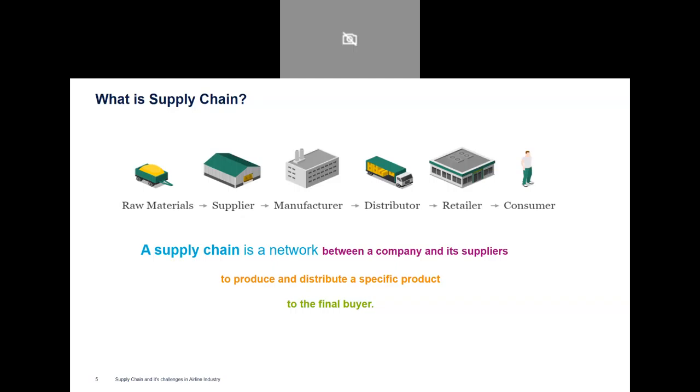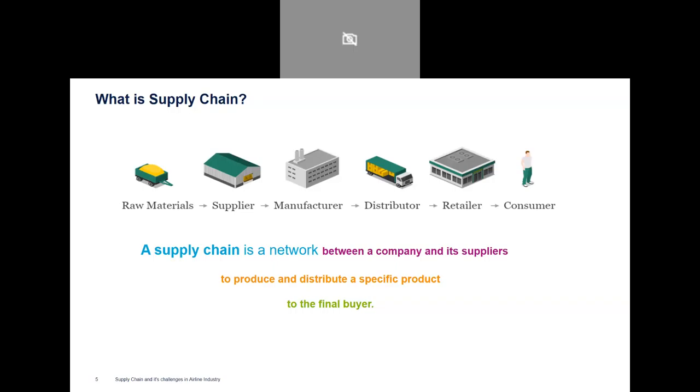So let's take a standard example. In the automobile industry, the automobile manufacturer is the one in the center. They need to make sure that the supply materials they need are coming from the suppliers. For example, nuts, bolts, paint, leather, and everything they receive from different suppliers. They need to get it on time, and they need to deliver it to the retailers, which is the showroom. They need to have enough cars available in the showroom for the consumer. So this chain, starting from the raw material to the consumer, is called supply chain.